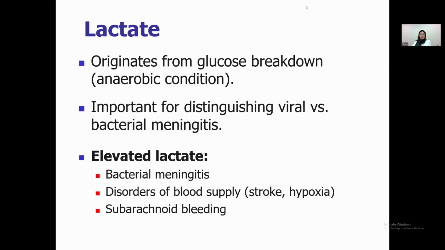Now we'll go to lactate, which is not so commonly used nowadays, but you need to know it as well. You studied lactate when we studied the anaerobic breakdown of glucose, so it originates from glucose anaerobically. It is important for distinguishing between viral and bacterial meningitis. Lactate will be high in bacterial meningitis and disorders of blood supply. If we have hypoxia, it will be increased because of the anaerobic condition in the absence of oxygen, so it will be increased by hypoxia, stroke, or subarachnoid bleeding as well.